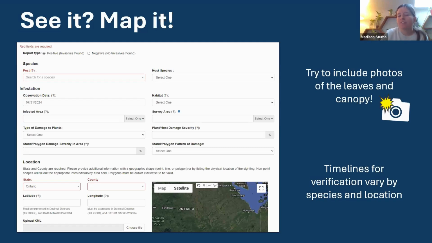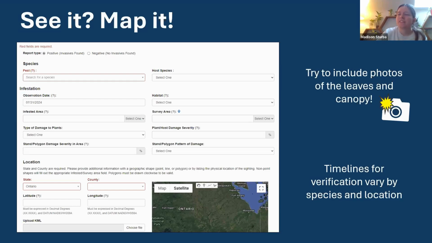So when you're done filling all the information out, you hit submit. And then that report gets sent to an expert. They'll review all the information you submitted and confirm whether or not it's invasive. Once it's been positively confirmed by an expert, that observation will be uploaded to the site and become publicly available. So it's a really great way, again, just to share some information and get an idea of where different invasive species are.